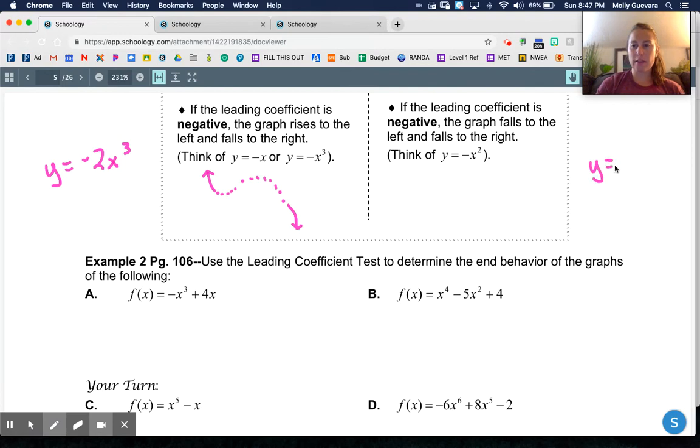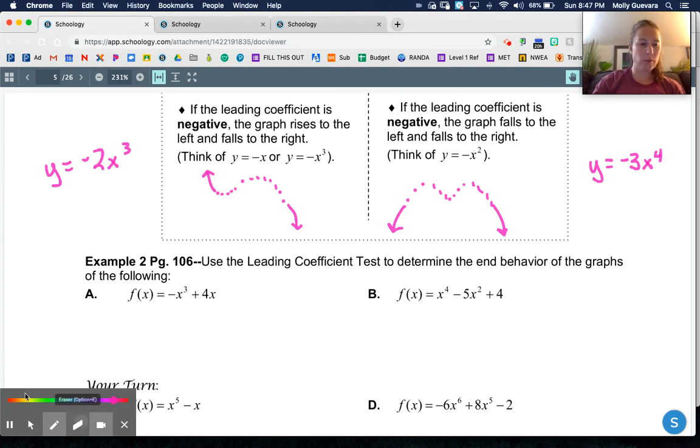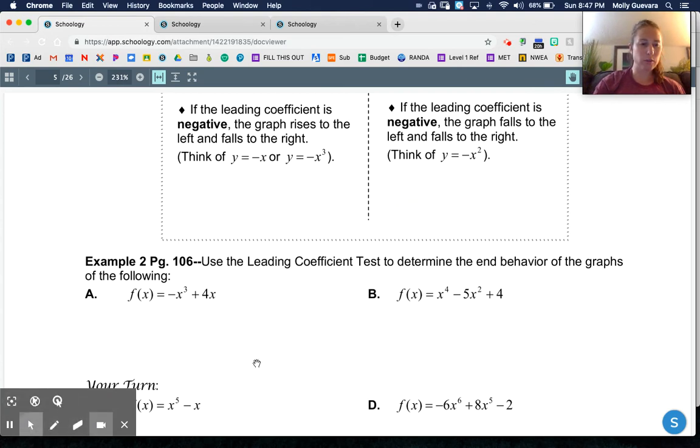And with a negative leading coefficient on an even degree, think of negative x squared, right? I have my parabola, but then it's flipped over the x-axis. So the ends are going down. And again, who knows what's going on in between. Okay, so what we're gonna do is we're gonna practice.